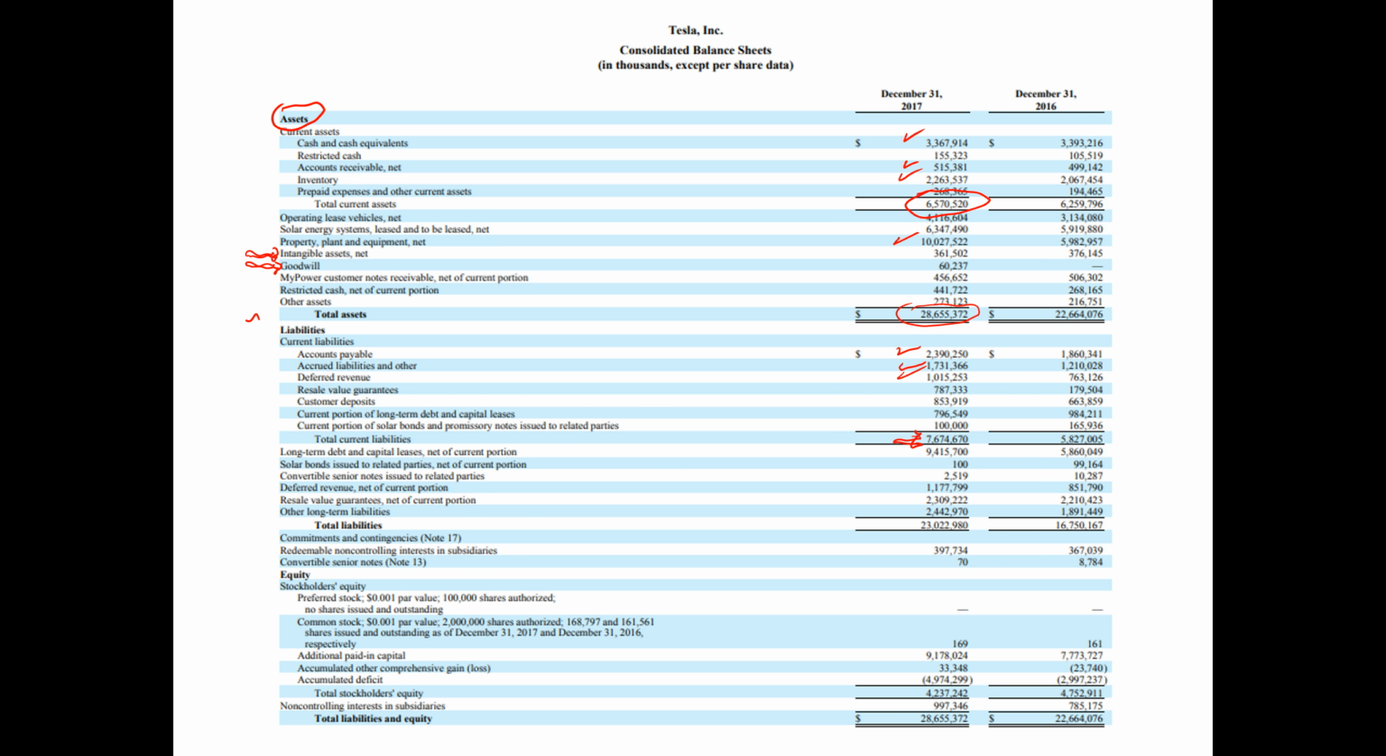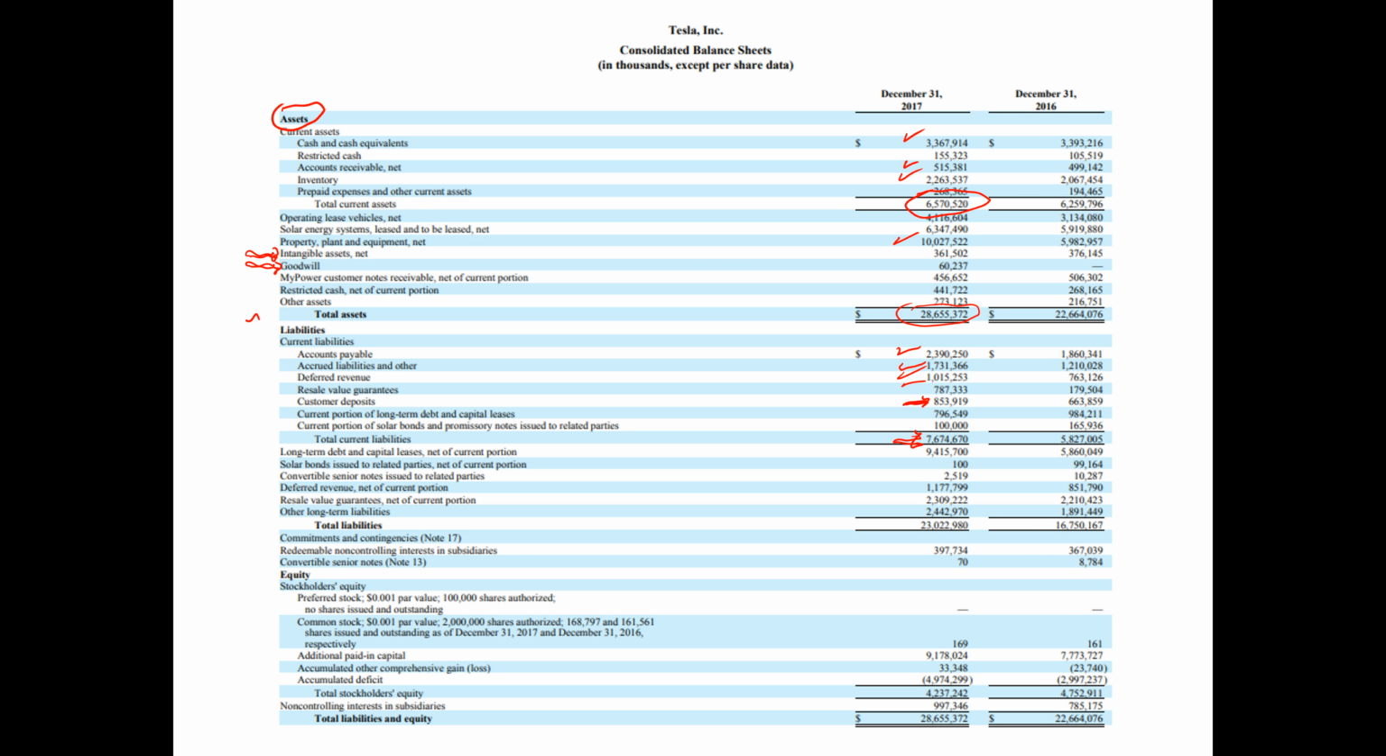Same thing with deferred revenue. My customers have prepaid or paid money for something. And so they've got almost $2 billion in deferred revenue, and down here is customer deposits. So these are things that my customers and clients have paid me in advance, and I have not yet provided them with either the product, car, or the service, some sort of solar contract. So that's Tesla's short-term liabilities.